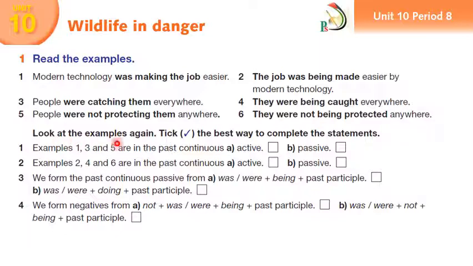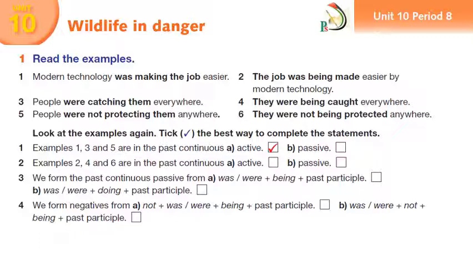Now, look at the example again. Take the best way to complete the statements. Examples 1, 3, and 5 are in the past continuous. A, active. B, passive. Take the best way to complete the statements. A or B? Did you guess? Try to answer in your book. Write the answer in your book now.